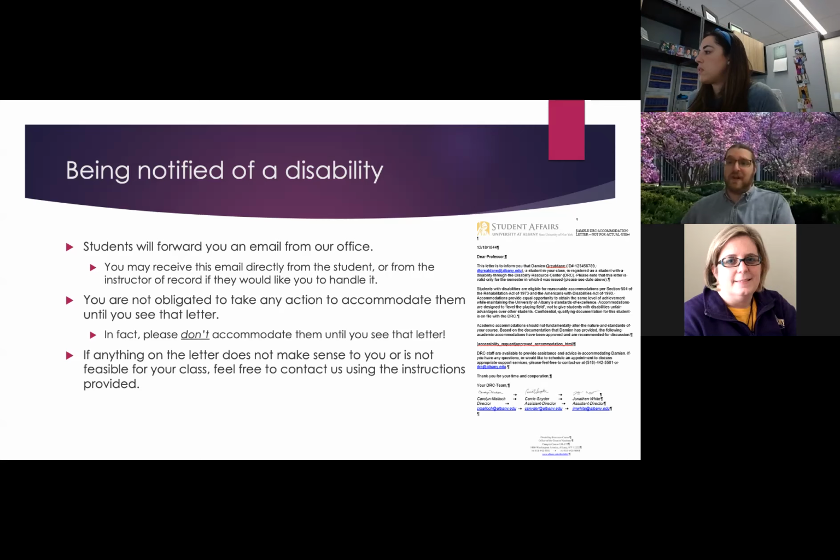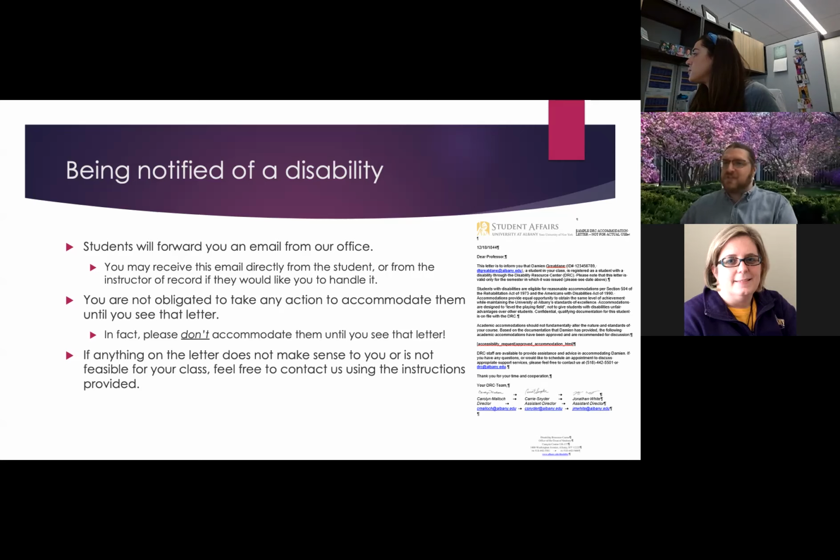In fact, we do recommend that you don't accommodate students until you see that letter, because the student may intentionally or not misrepresent what they need, misrepresent the seriousness of the situation, and they may ask you for something that isn't reasonable to grant. So it's really a good idea to wait until you see that letter from us. And you can say to the student, thank you for telling me, but I really do need to see the letter from the DRC about what accommodations we need to talk about. So wait until you see this letter.